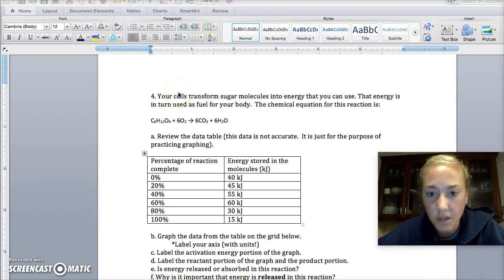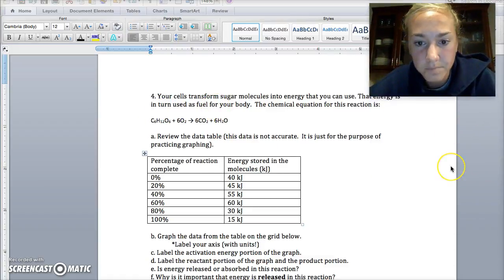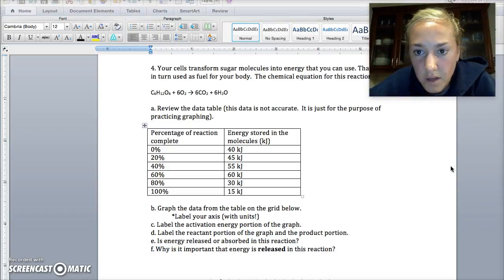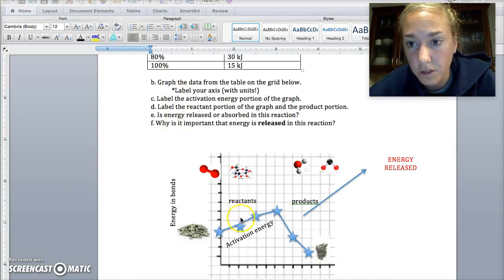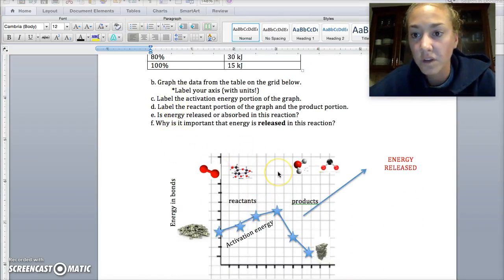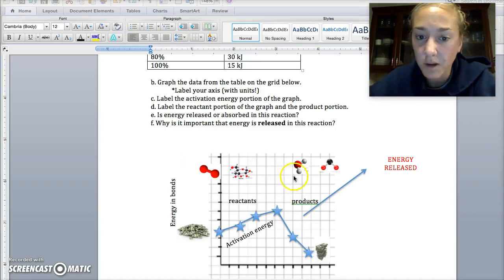So it says your cells transform sugar molecules into energy that you can use. That energy is then in turn used as fuel for your body. Okay, and then it gives you the chemical equation and you do all this work that we just talked about. Think about it this way. The whole point of this reaction is to give you energy. Okay, so you're basically trying to get the energy out of the glucose molecule. Because if you guys remember, we eat food, right? We eat carbohydrates, which are sugar molecules. And the whole point of eating that is to get the energy out. Okay, so that's how your body does it.